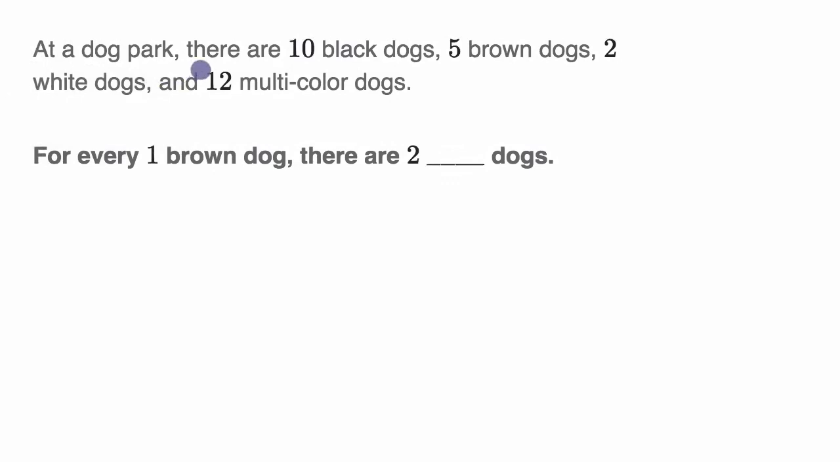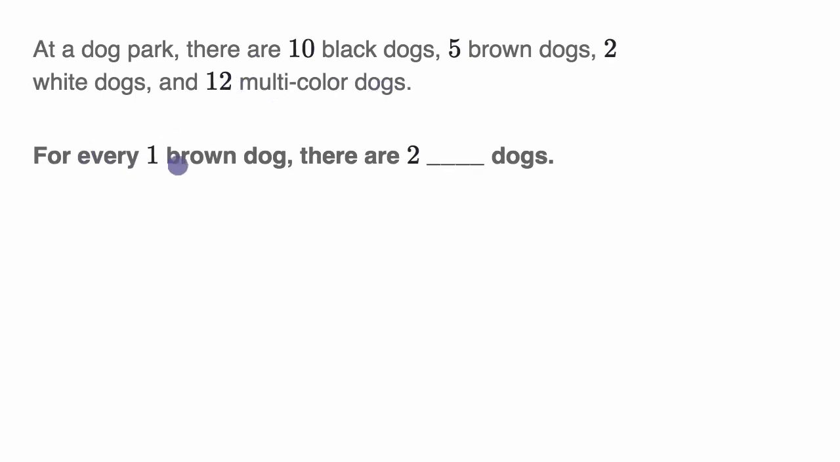At a dog park, there are 10 black dogs, 5 brown dogs, 2 white dogs, and 12 multicolored dogs. For every 1 brown dog, there are 2 blank dogs. Pause the video and figure out what goes in this blank. All right, so let's see. There's 5 brown dogs for every 10 black dogs, 5 brown dogs for every 2 white dogs, and 5 brown dogs for every 12 multicolored dogs.